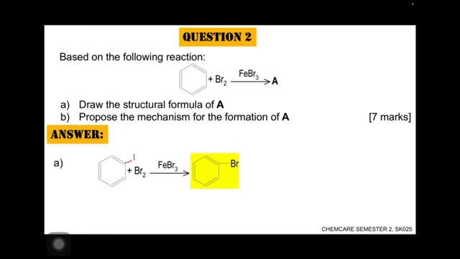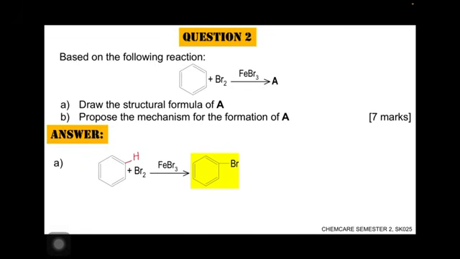Again, at the benzene here, actually you have 6 hydrogen. So one of the hydrogen will be substituted with bromine. So you produce the bromobenzene. Now for question B, we need to show the mechanism formation of A. So for the mechanism for benzene, we have 3 steps. Each of the mechanisms, we give you 3 steps.